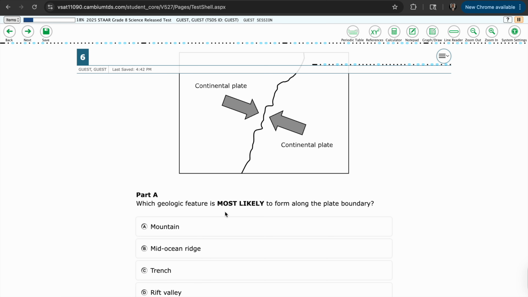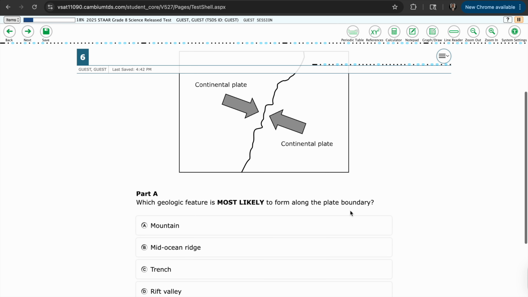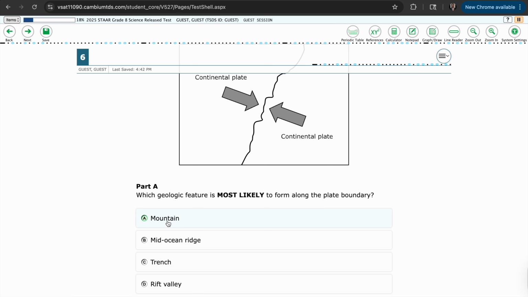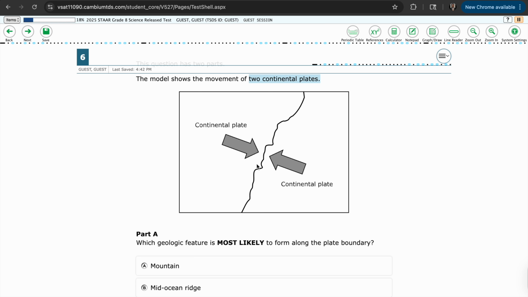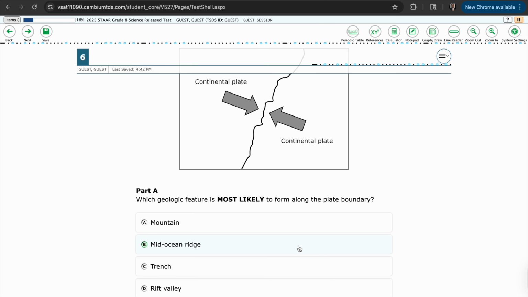Which geological feature is most likely to form along the plate boundary? All right. So we have a mountain, mid-oceanic ridge, trench, and rift valley. Now consider this. These are continental plates, not oceanic plates. Continental plates are going to be on dry land. Oceanic plates are going to be under the water. So already we can eliminate B and C because these are geological features found underwater. You have your mid-oceanic ridge and a trench, which is underwater.